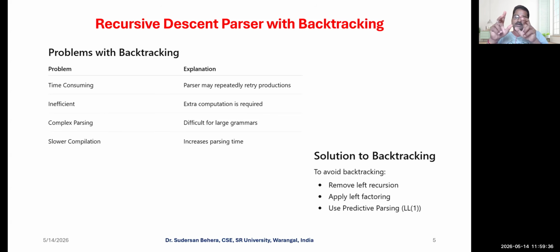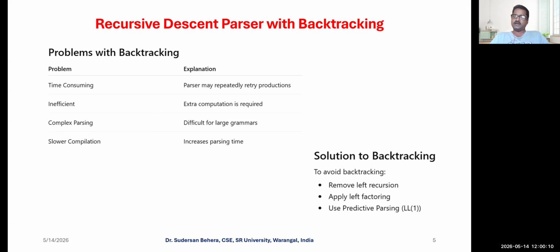So there are two types of backtracking actually. One is selecting the wrong production and removing it, going to the start symbol of the grammar, or going to the intermediate node in the derivation process, and simultaneously resetting the input buffer to the previous position. So there are two types of backtracking. Okay, so in total it is a time consuming method.